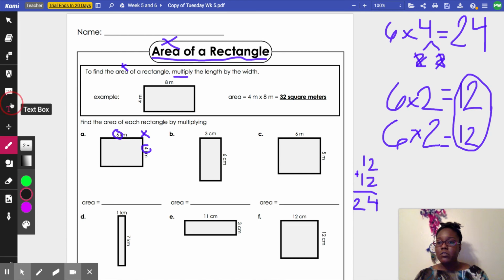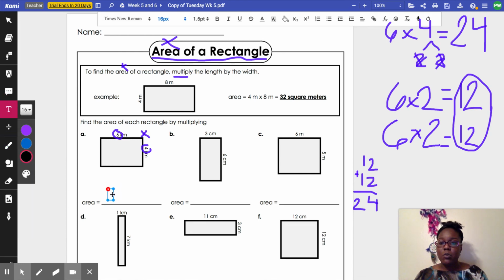Now, when we do area, we have to know what our units are. And this one is going to be 24 kilometers squared. Or 24 square centimeters. Oh, sorry, kilometers. I don't know how to make it a 2 up in the corner, so I have to write that square actually out.